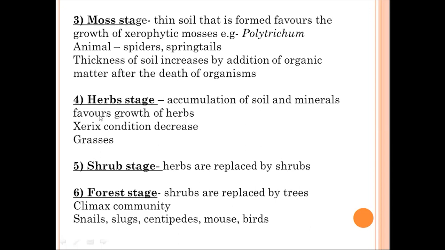After mosses, there will be herbs that will colonize the area because the xeric conditions will decrease, or there will be an increase in the moisture content of that area. Finally, there will be shrubs, and the last are the forest community that will colonize the area. So, forest will be the climax community, and it is usually associated with different kinds of organisms.